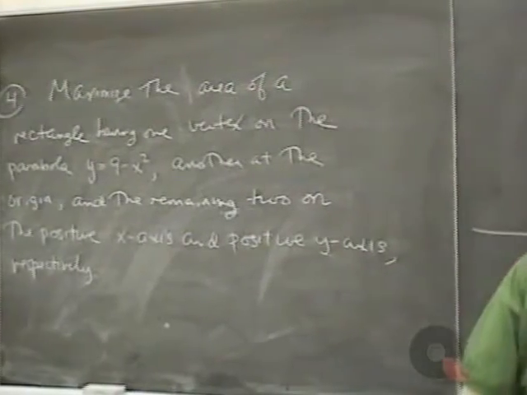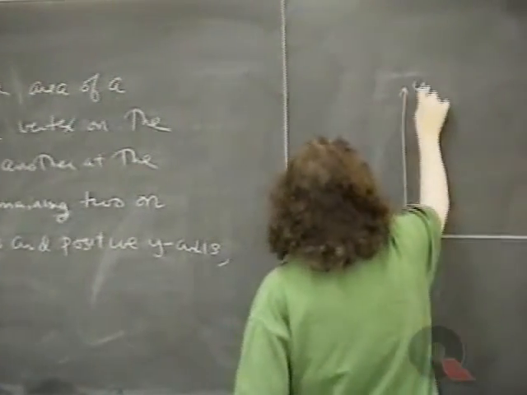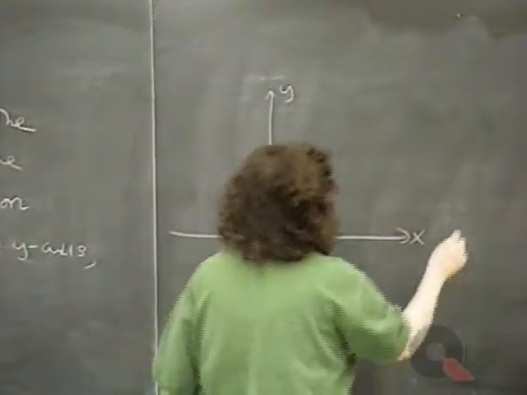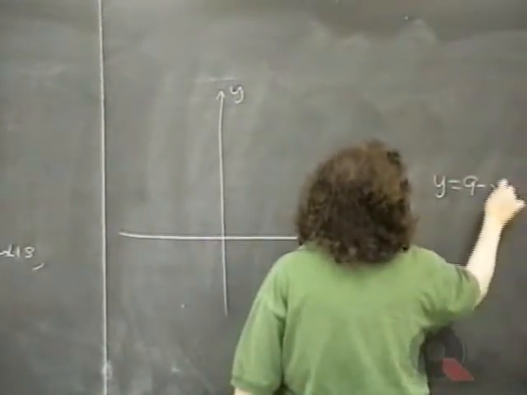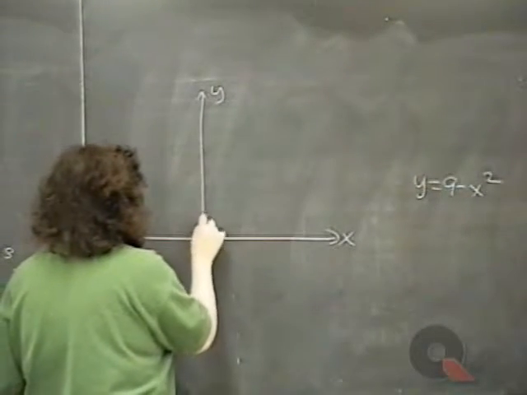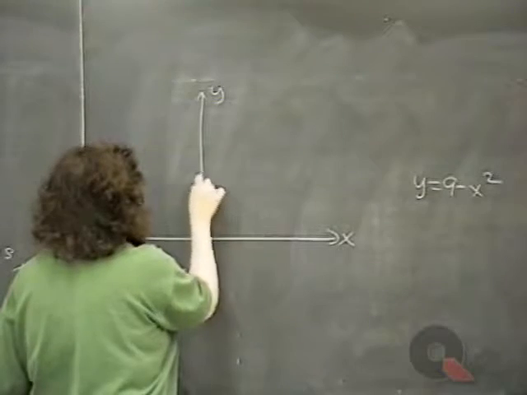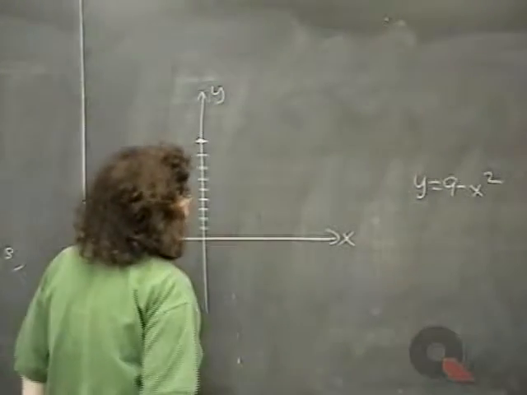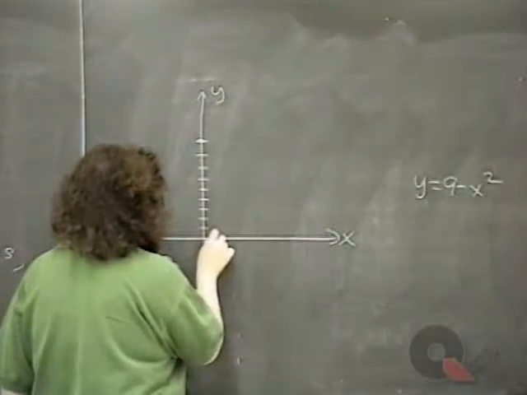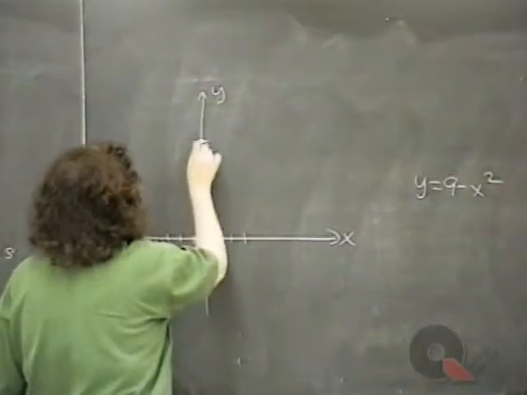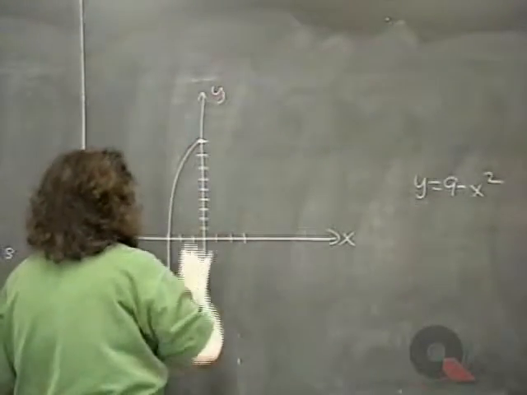We have the parabola y equals 9 minus x squared. If x is 0, y equals 9. If y is 0, x squared is 9, x is 3 or minus 3. The parabola looks something like this.